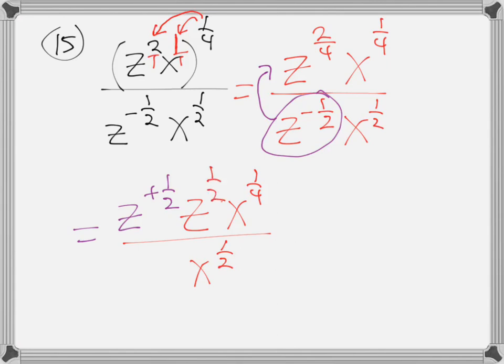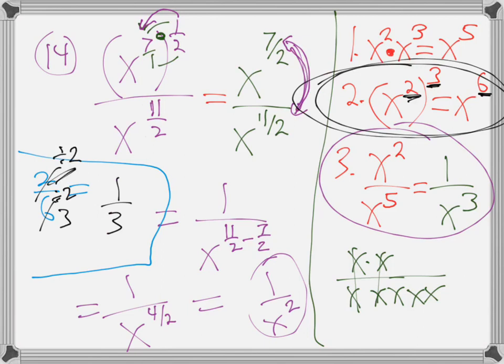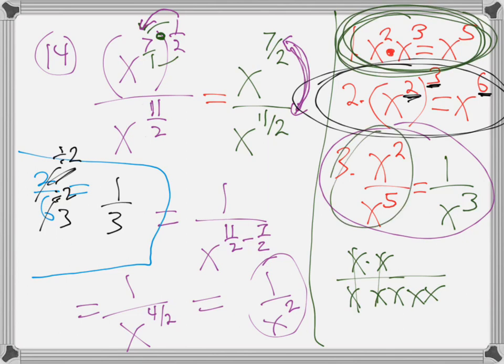Now, of course, let's go back and let me remind you of these rules. What do we do when x's here are side by side? They add. And what do we do when x's are vertical? We subtract.